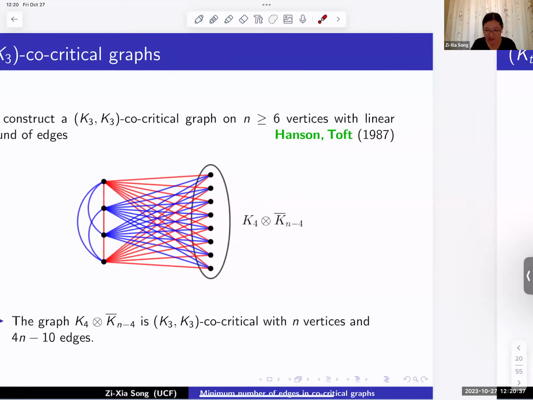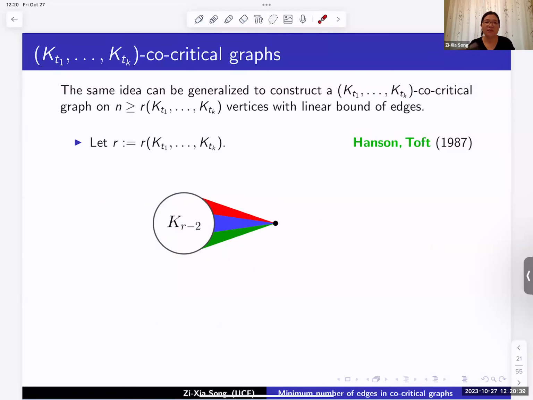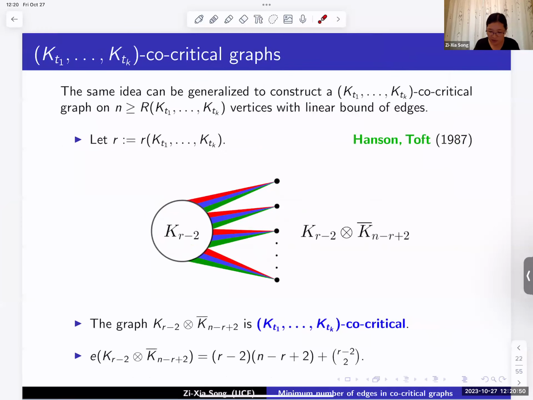Now, what about the general case? You do the same. The same idea can be generalized, right? You single out a vertex, together with the colors, and you just duplicate it the number of times you are looking for. This construction is due to Hanson and Toft, in a paper published in the Journal of Graph Theory. And this graph has exactly this many edges. It's R minus 2 times n, a linear bound on the number of edges here.